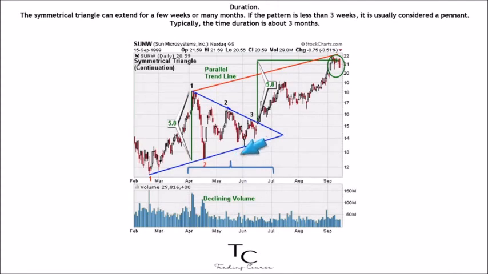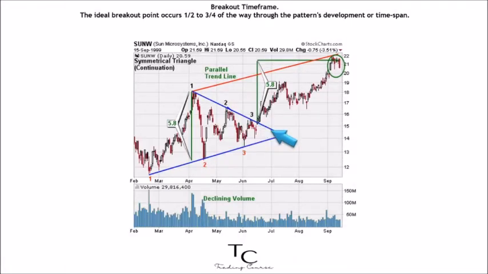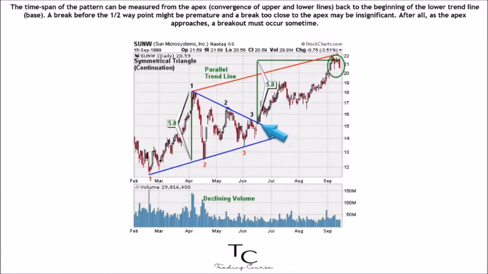Duration. The symmetrical triangle can extend for a few weeks or many months. If the pattern is less than 3 weeks, it is usually considered a pennant. Typically, the time duration is about 3 months. Breakout time frame. The ideal breakout point occurs 1/2 to 3/4 of the way through the pattern's development or time span. The time span of the pattern can be measured from the apex, convergence of upper and lower lines, back to the beginning of the lower trend line, base.